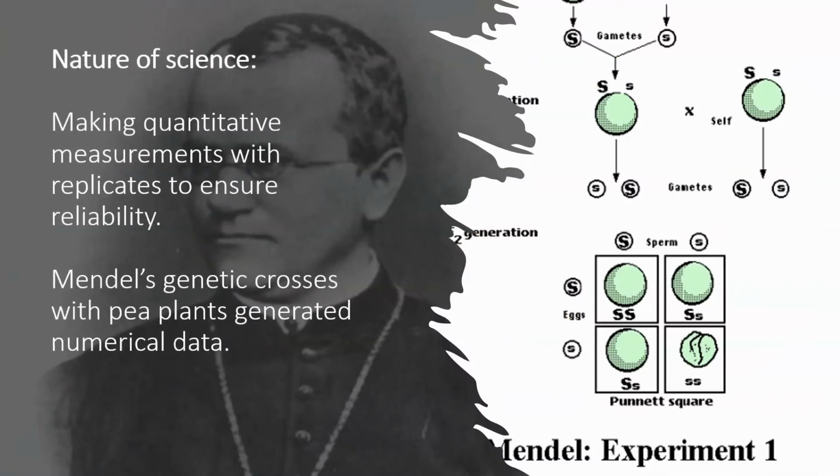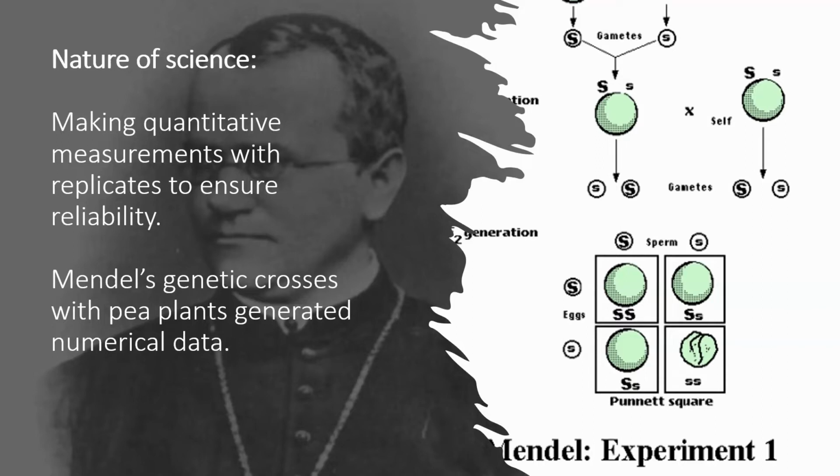Okay, now part of your course is your understanding of the nature of science. And for this section in 3.4, that is making quantitative measurements with replicates to ensure reliability. So the more we repeat an experiment, the more reliable it will be. So when you're looking at IAs, you need to ensure that if you're doing a practical IA, you carry out a suitable number of repetitions to ensure reliability of your results.